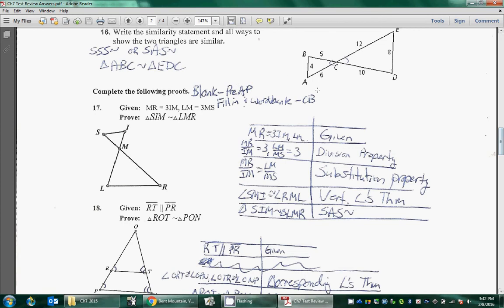For 16 here, now we've got some options, because I've got 3 pairs of sides and I've also got an angle. Okay, so there's going to be more than one way to show that these are similar. One way is side, side, side. So I could have done 4 over 8, reduced down to 1/2, 5 over 10, reduced down to 1/2, and 6 over 12, reduced down to 1/2. All the same scale factors, so side, side, side, similar.